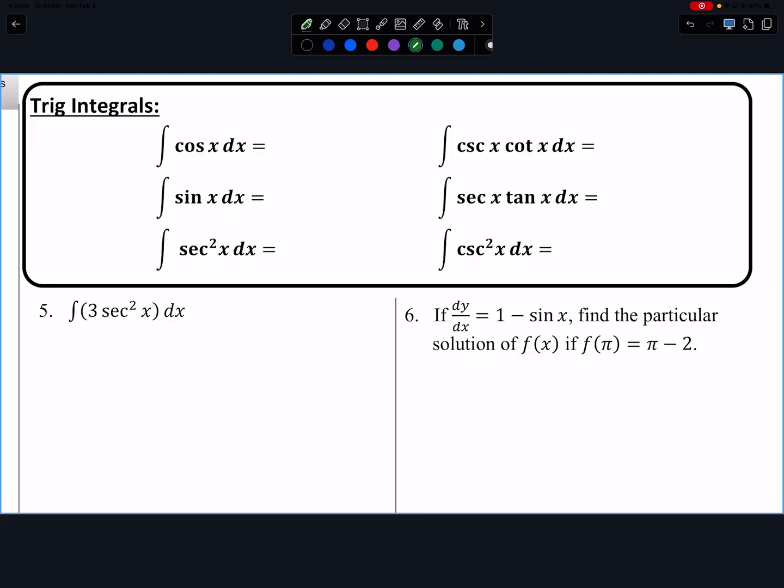So this is the way my brain works, so hopefully this makes sense. If I want to integrate cosine, my brain automatically says, okay, well, whose derivative gives me cosine? And what would you guys say? Sine, okay? The sine of x, if I take the derivative, I get positive cosine, right? Which is what we want in this case. So the integral would be sine of x plus c.